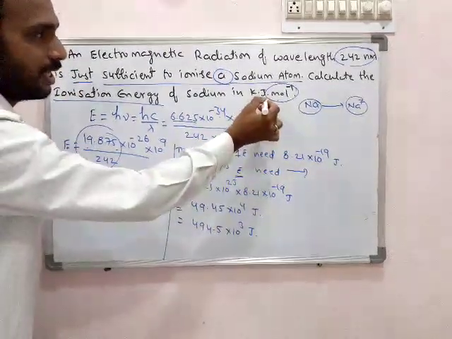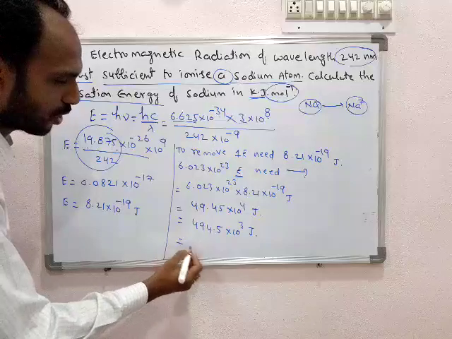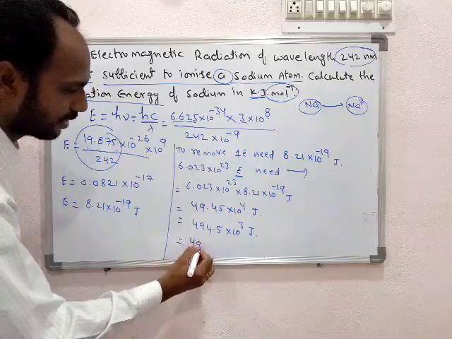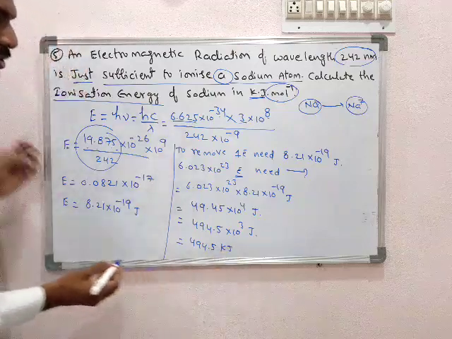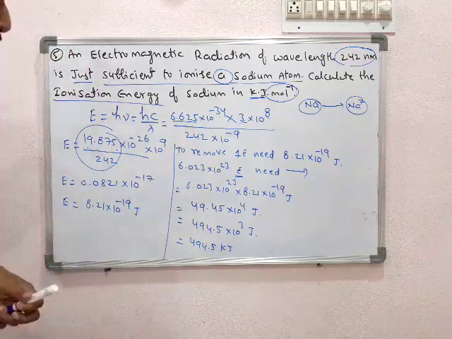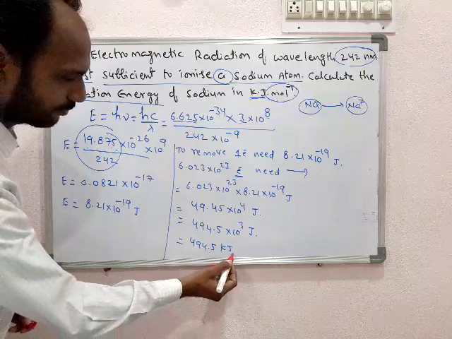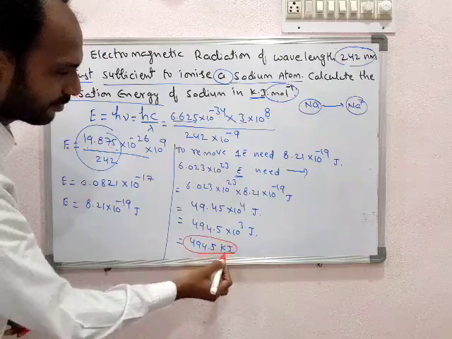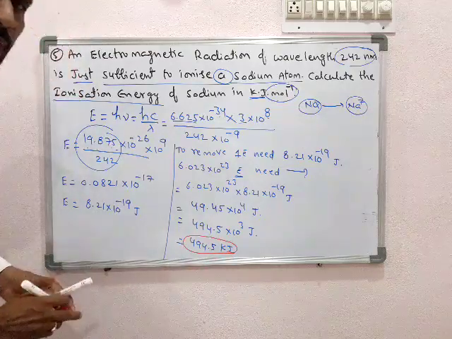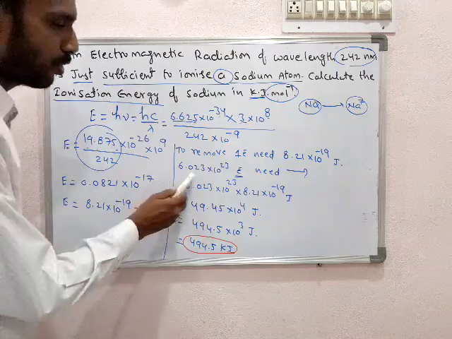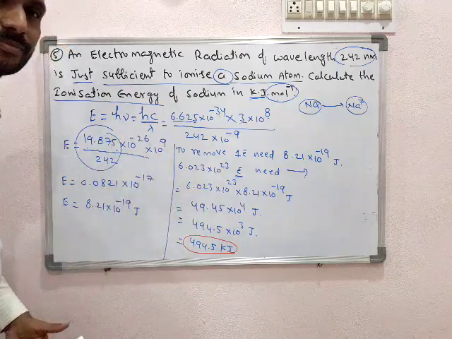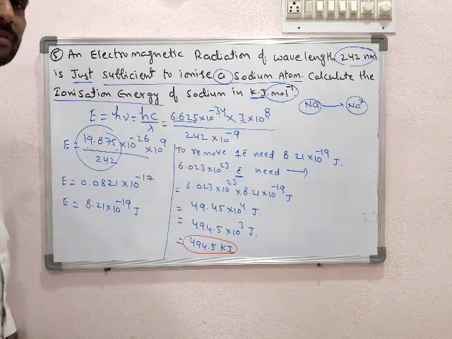So it is asked in terms of kilojoules. So we can write it as 494.5 kilojoules. So it requires 494.5 kilojoules to remove 1 electron each from 1 mole of sodium atoms. Okay.